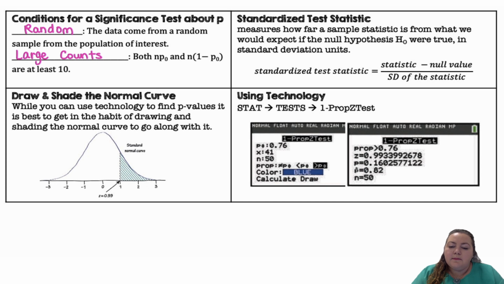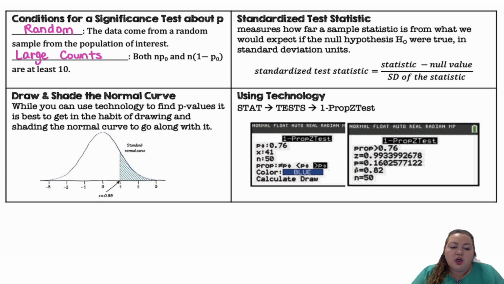null hypothesis. Our standardized test statistic measures how far a sample statistic is from what we would expect if the null hypothesis were true in standard deviation units. So it's basically a z-score or a t-score, in this case a z-score. So our standardized test statistic is our statistic minus our null value divided by the standard deviation of our statistic.